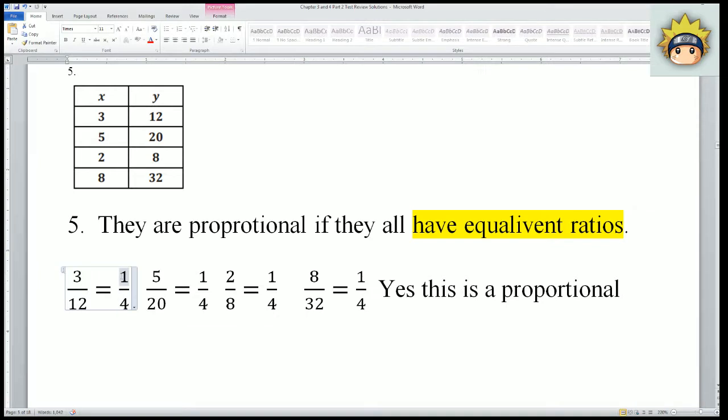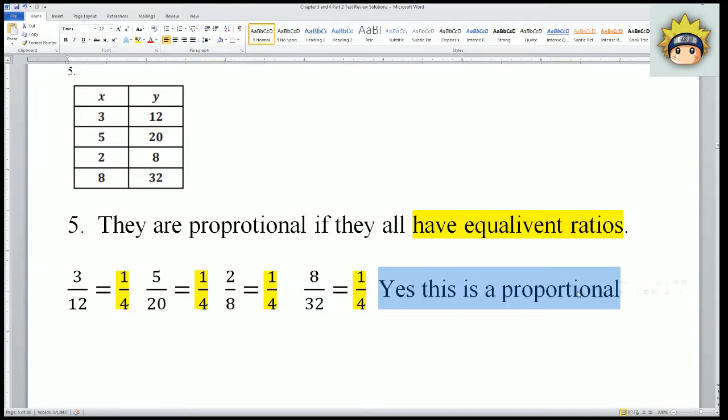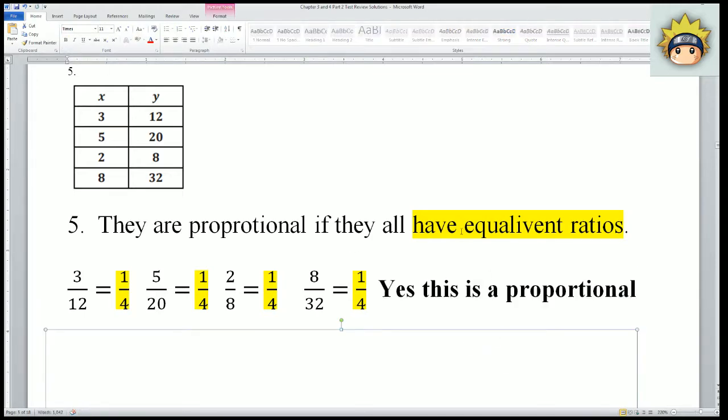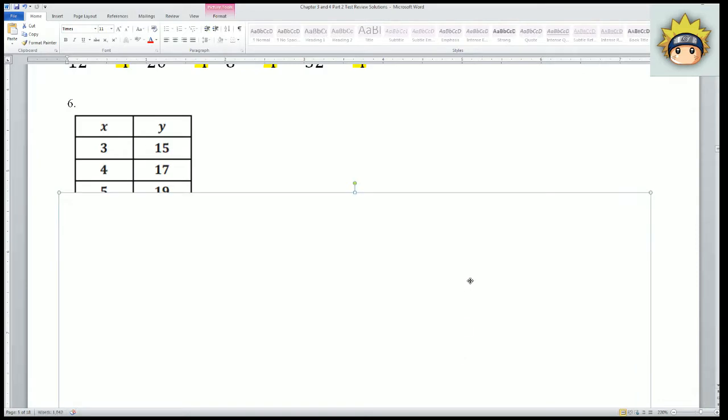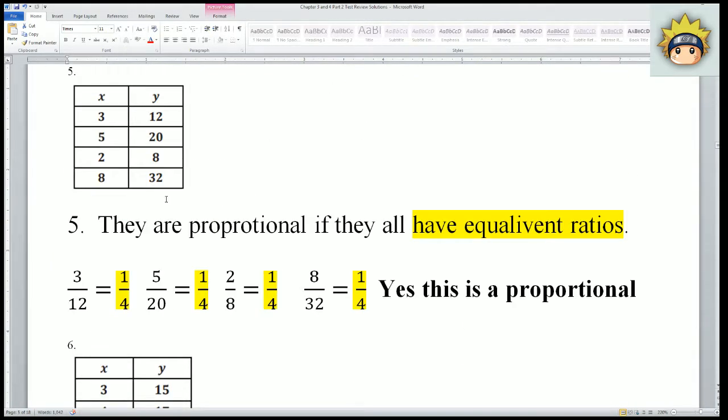3 over 12 breaks down into, or simplifies into, 1 over 4. 3 over 12 simplifies to 1 over 4. 2 over 8 is 1 over 4. 8 over 32 is 1 over 4. The fact that these all simplify into the same ratio, we would say these all have equivalent ratios. Therefore, yes, it is proportional. Remember, it is only proportional if it has equivalent ratios. And the y-intercept here would be 0, 0.